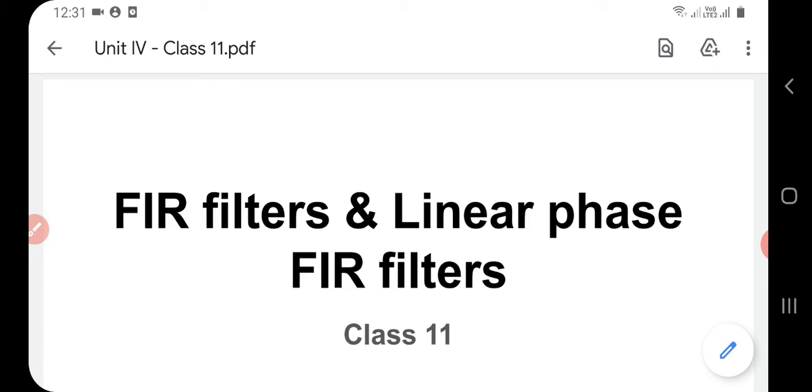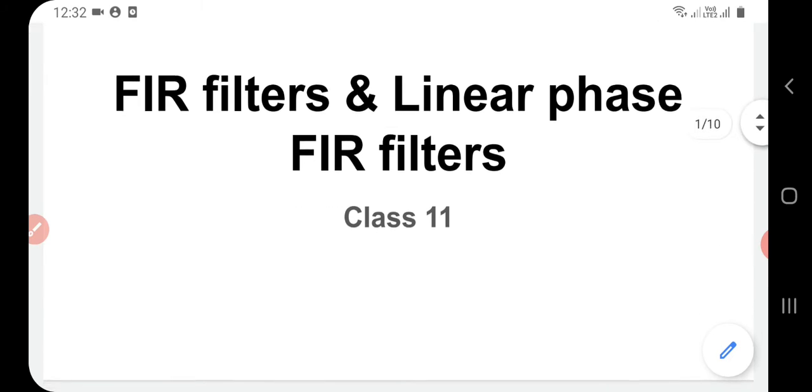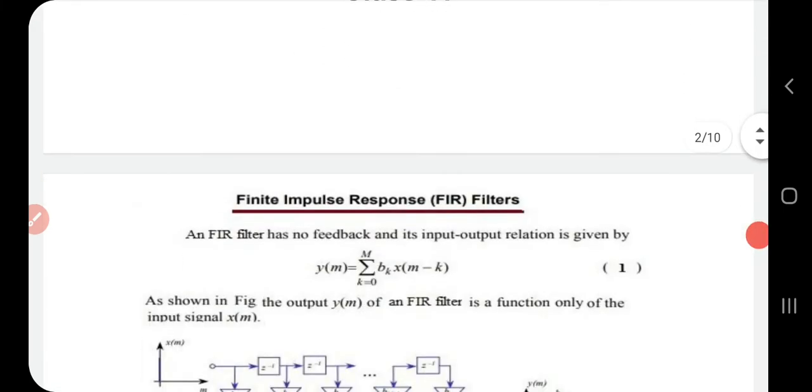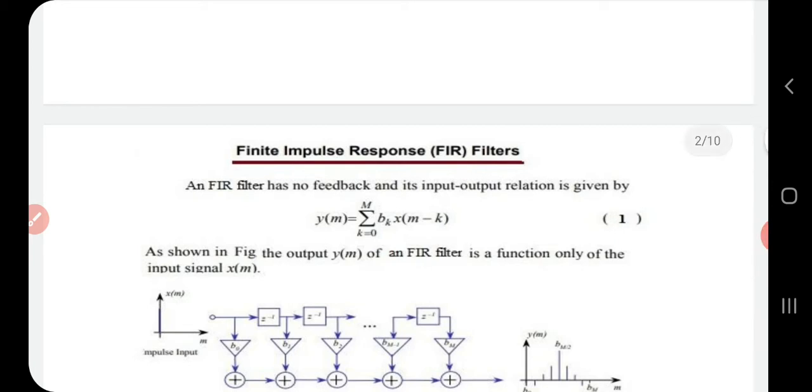In the last sessions, we have discussed IIR filters, that is infinite impulse response filters. Today we are going to discuss FIR filters, that is finite impulse response filters. In the earlier classes, we have discussed the differences between IIR and FIR filters. Now let us see what an FIR filter is.